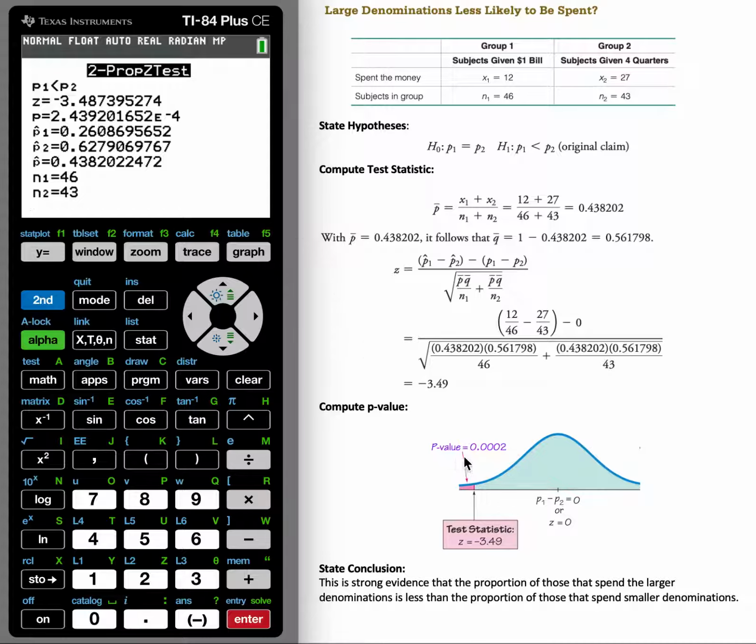Now, since the p-value is very small, less than 0.05 typically, this is strong evidence that the proportion of those that spend the larger denominations is less than the proportion of those that spend the smaller denominations. So I hope this has helped you see how easy it is to use the TI calculator to do the calculations for this hypothesis test.